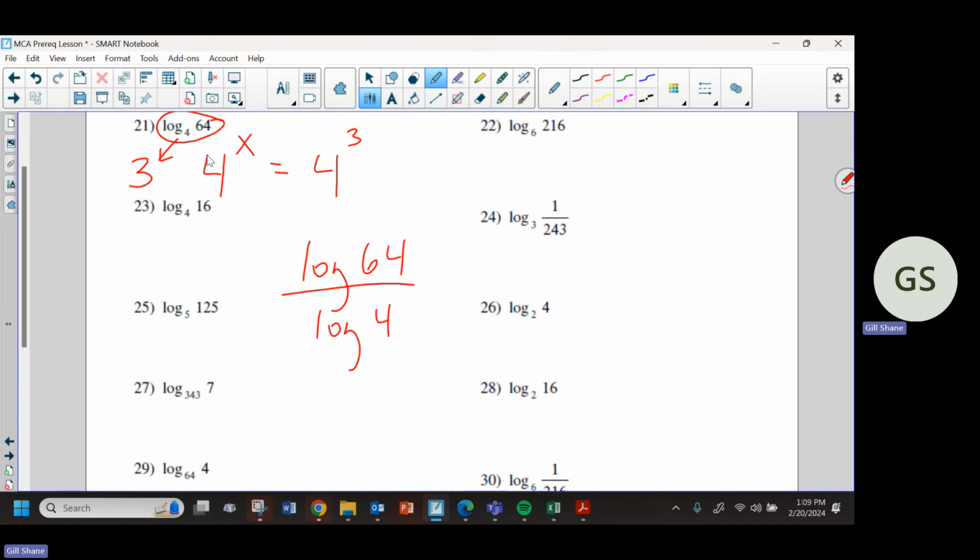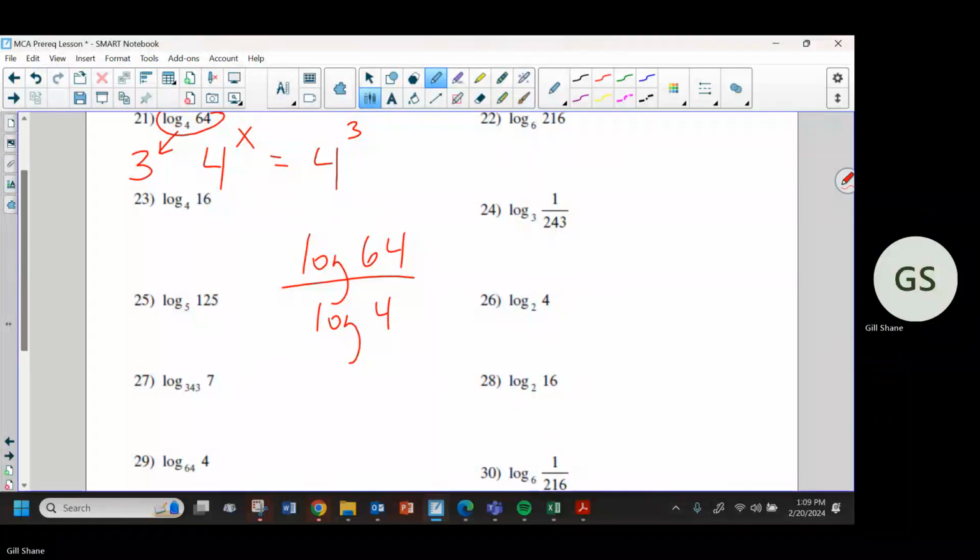The base is 6. Actually, we can probably scroll down now. You should have all done, or at least written down, number 22 by now. So there's going to be a negative. Anytime you have a fraction, there will definitely be a negative. Correct. So number 24 will have some negative stuff involved.